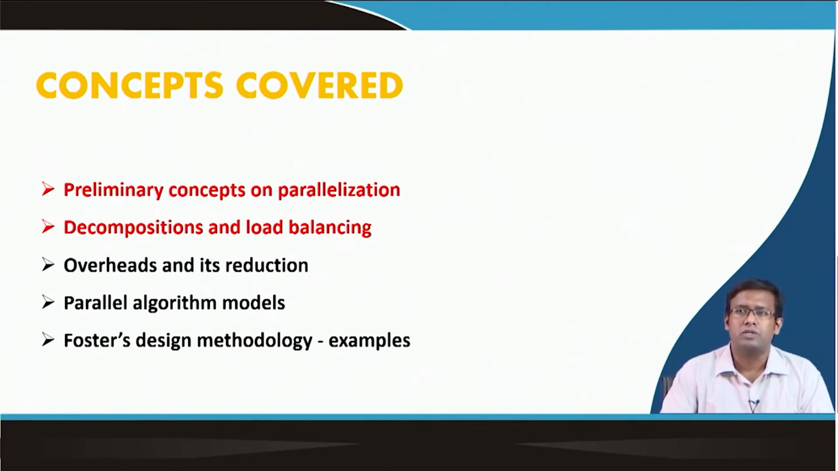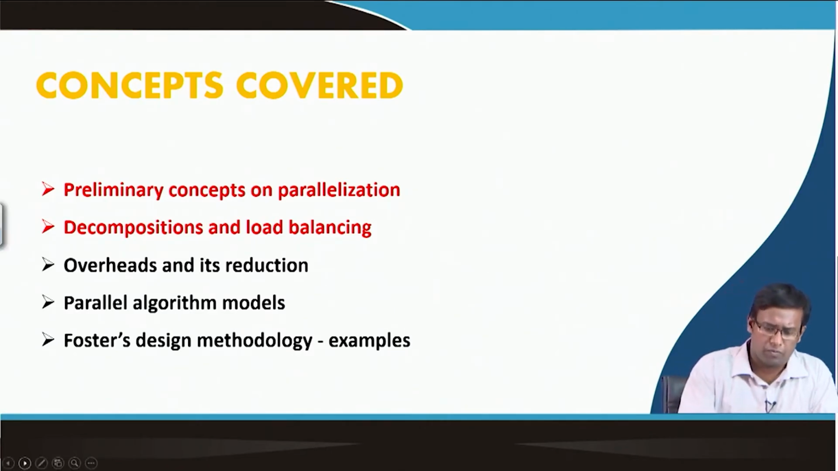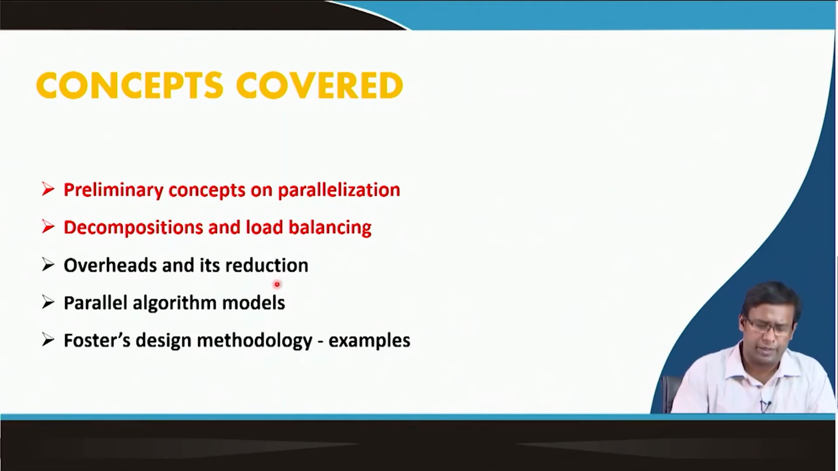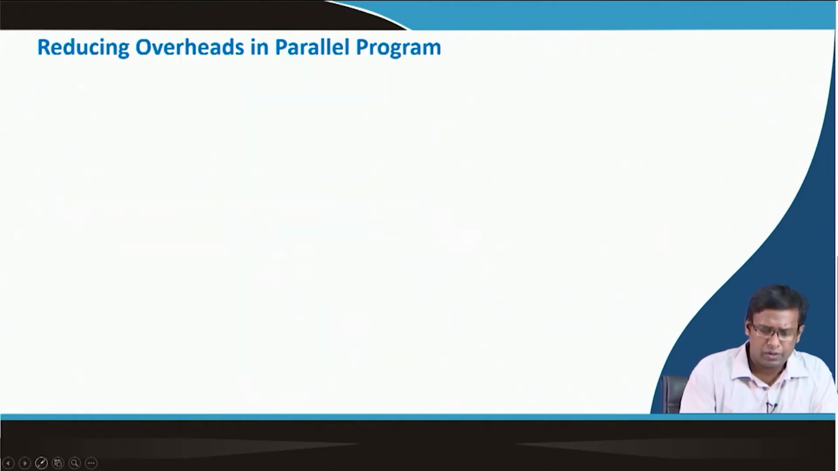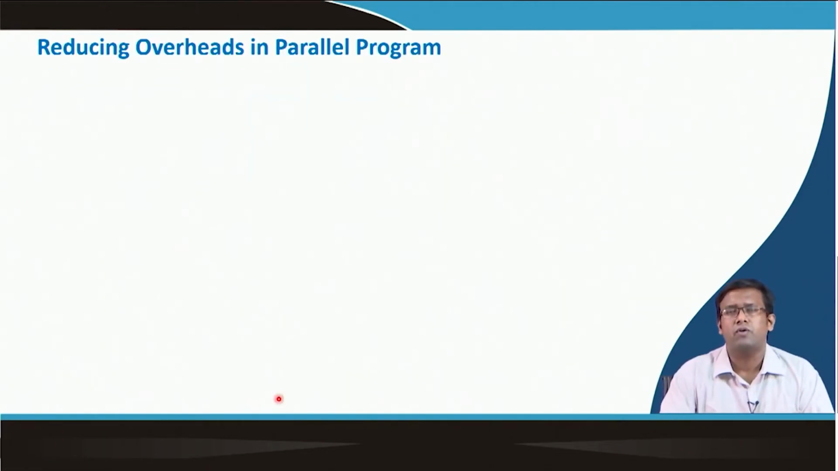So, how to decompose the job into different tasks, considering the input, output or intermediate data, we have discussed earlier. And then we are discussing overheads in parallel programming, and especially reduction of overheads in parallel programming. So, to ensure continuity in the discussion, we will quickly revise the present topic, which is overheads and its reduction in a parallel program. So, let us go to the next slide. We have discussed what the overheads in a parallel program are.